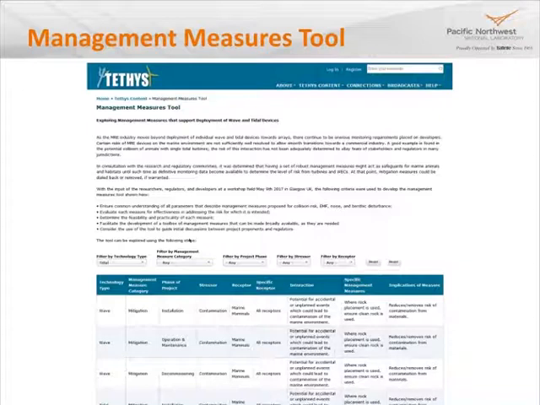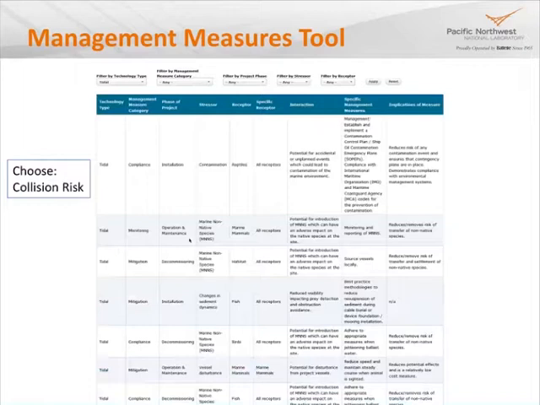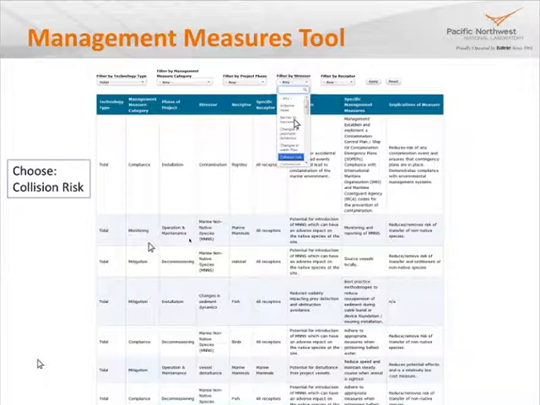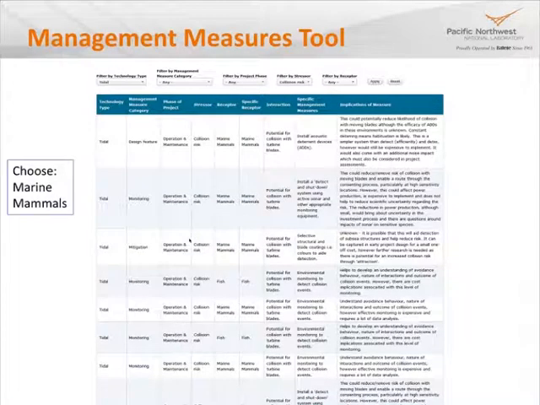Okay, so we're going to go ahead and decide to look at management measures for tidal energy. So we choose the technology type tide. We are going to decide to examine collision risk. We go up to the stressor and choose collision risk. And we'll look at collision risk for marine mammals. So we go to our receptor and choose marine mammals.